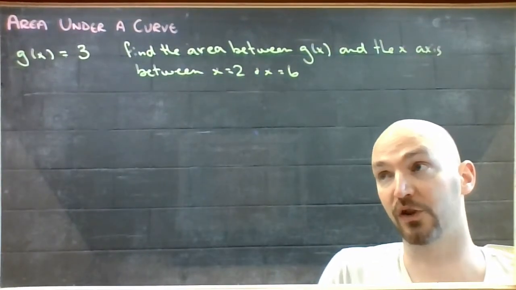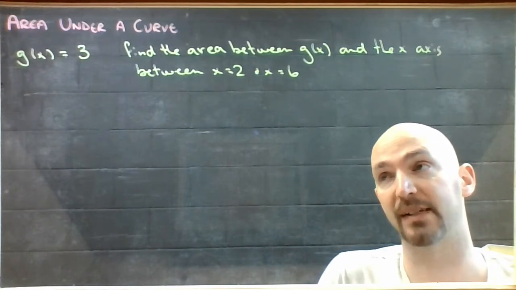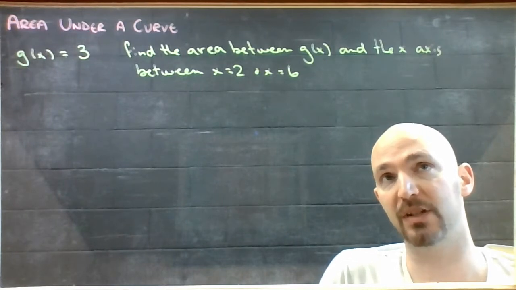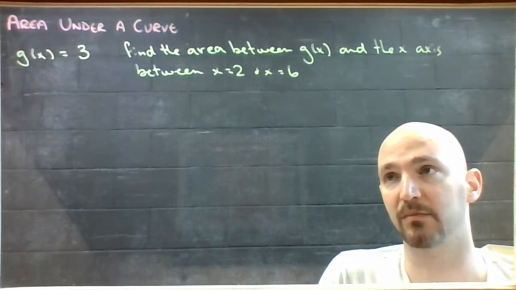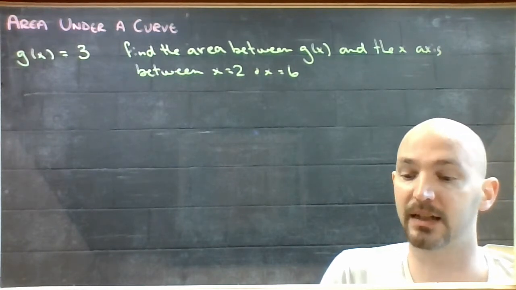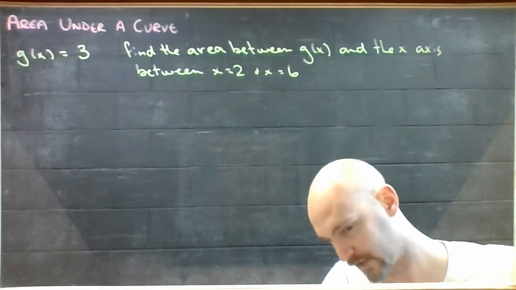So I've given you a function. It's barely a function, g of x equals 3. And I've asked you to calculate the area between g of x and the x-axis between the values of 2 and 6 on the x-axis. So in order to get an idea of what we're talking about, I'm going to sketch it for you.